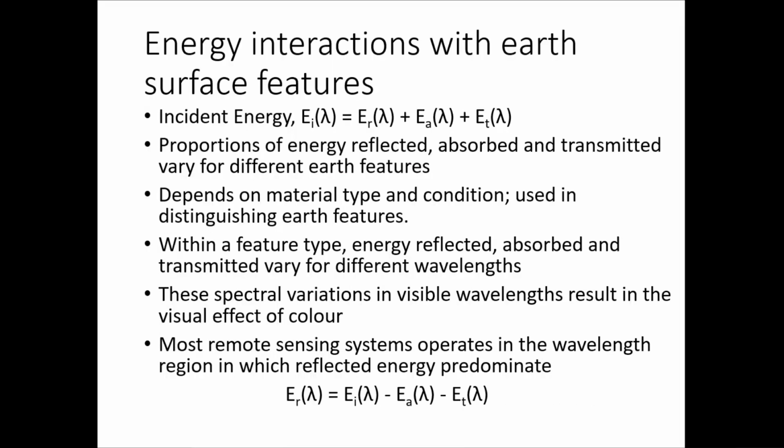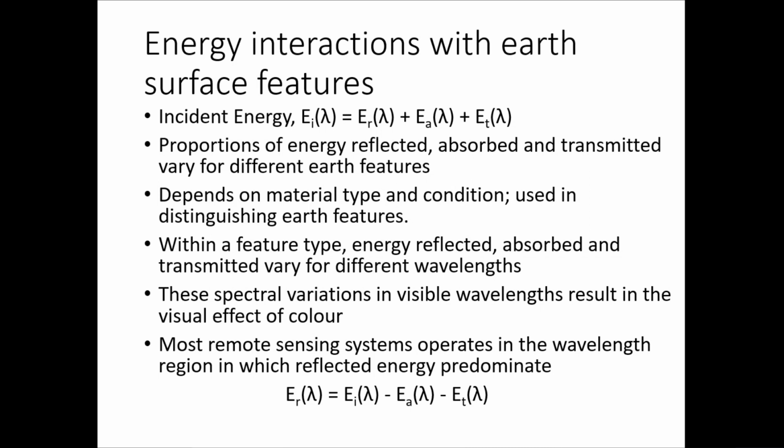Now, moving on to energy interactions with the Earth's surface features. So the radiation that is not absorbed or scattered in the atmosphere can reach and interact with the Earth's surface, right? There are three forms of interaction that can take place when the incident energy strikes a feature. One is reflection, another is absorption, and the third one is transmission. All right, reflection, absorption, and transmission. These three things can happen to incident energy on the Earth feature. So the total incident energy will interact with the surface in one or more of these three ways.